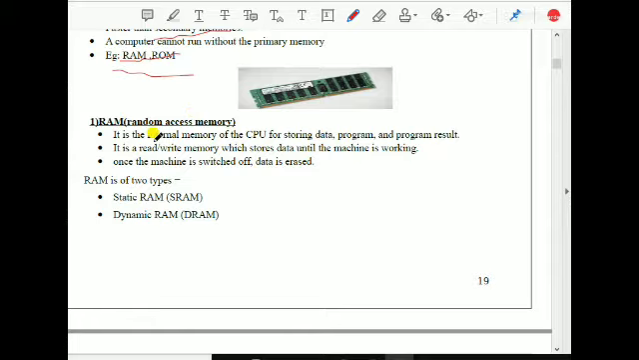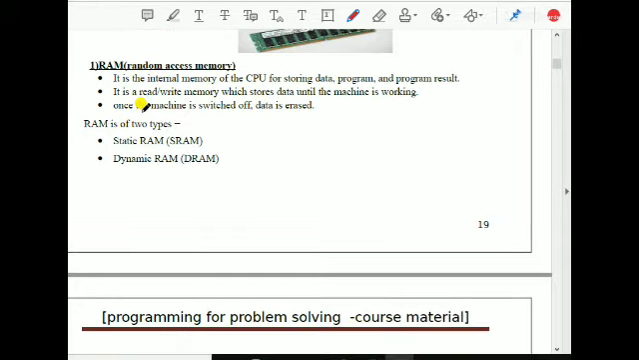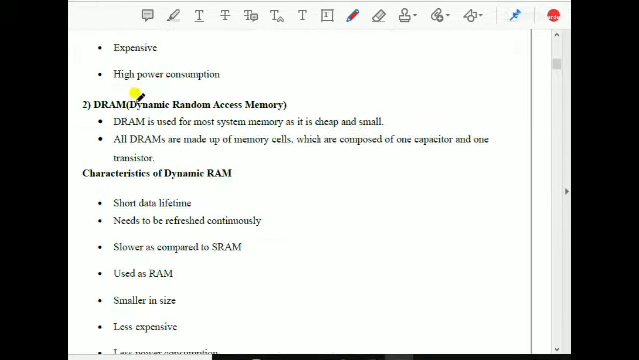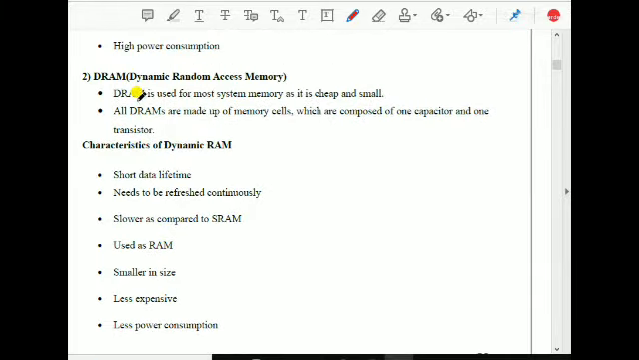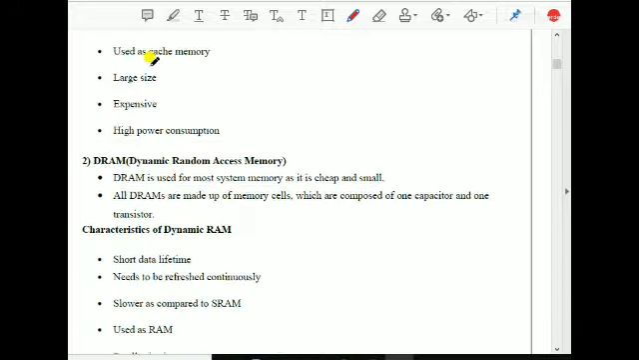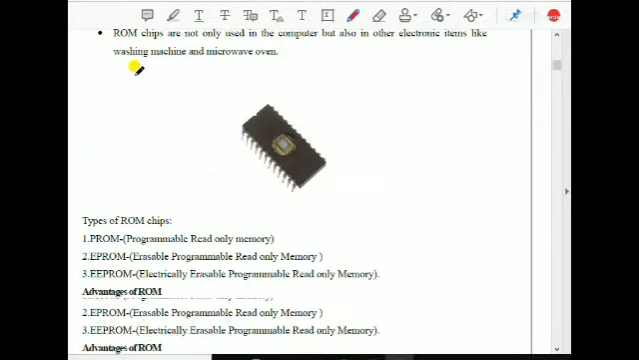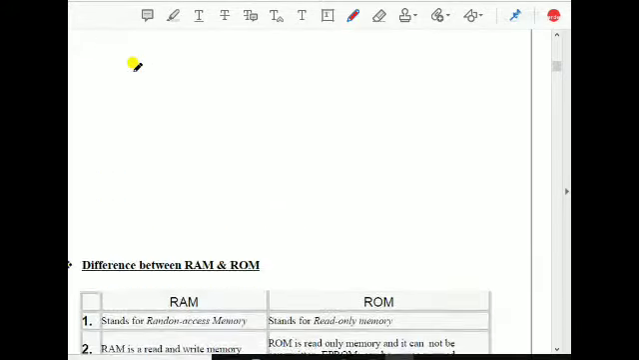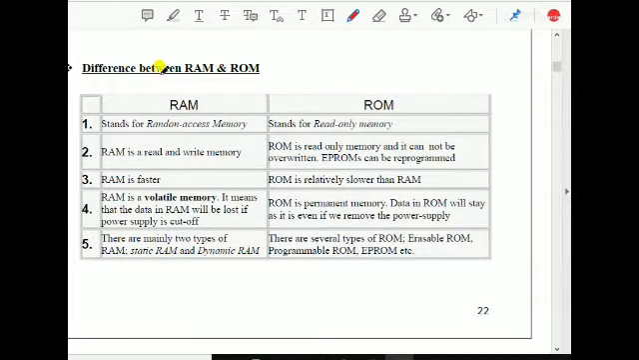So RAM, these are not important, but I am saying it just so you can have a little idea of how many types of RAM there are. SRAM, DRAM, those are not important, so I am leaving this topic. If you are interested you can see, but I know you will not study all this. Yeah, if you want to study, you can study these two, RAM and ROM. RAM and ROM are more important.